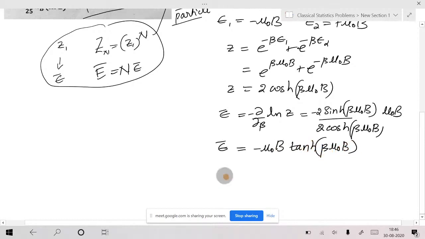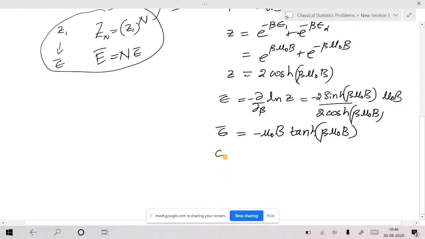That's equal to minus mu naught B multiplied with tanh beta mu naught B. Now specific heat CV per particle. Again, I have written everything for one particle. That's equal to minus 1 by kBT square dou by dou beta of the average energy. Am I right? Dou by dou beta of average energy.